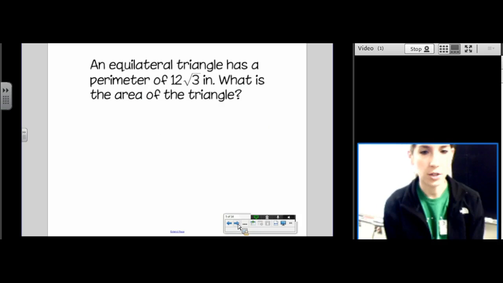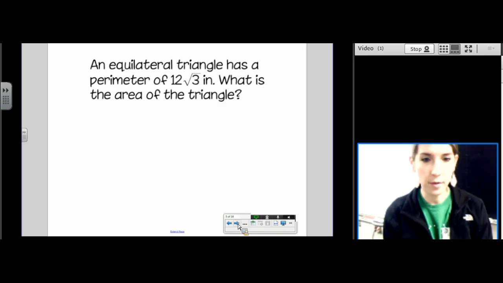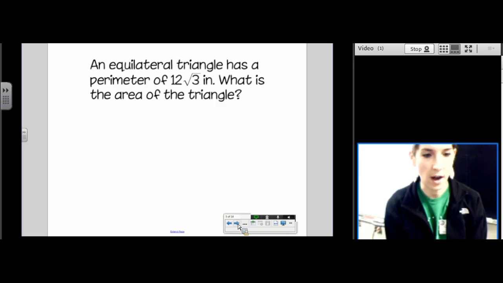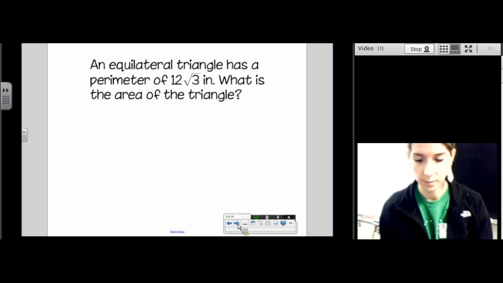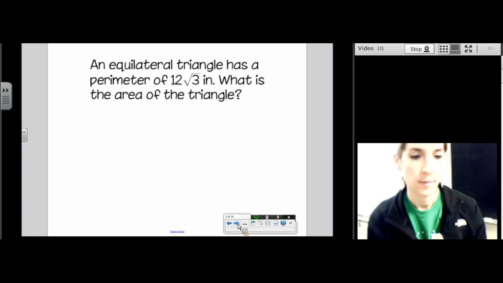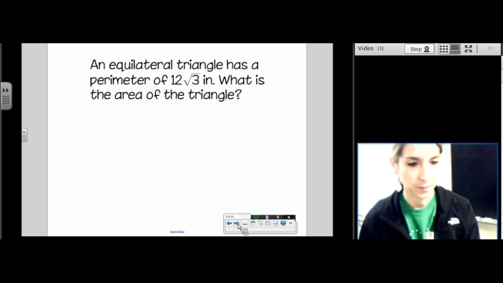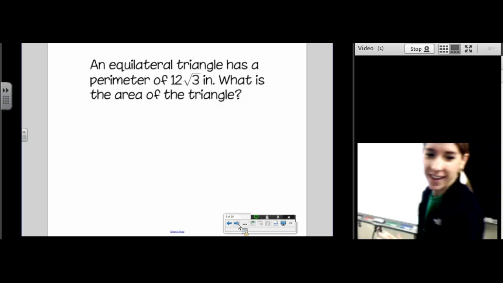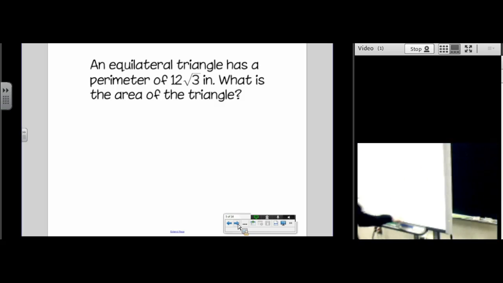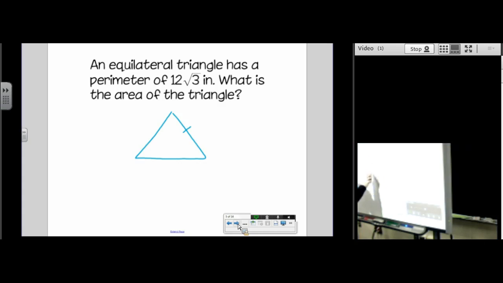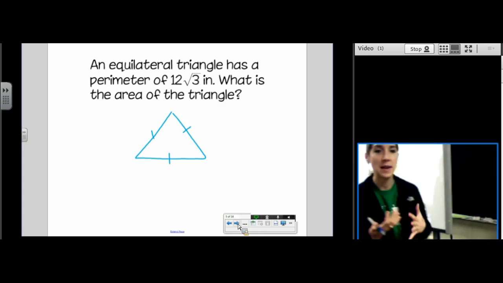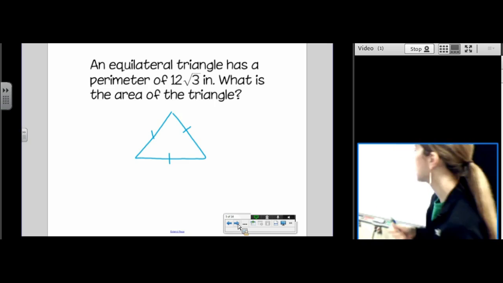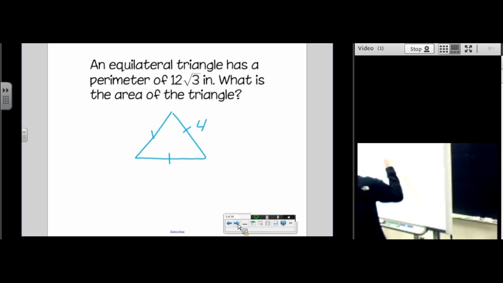An equilateral triangle has a perimeter of 12 root 3. What is the area of the triangle? Okay, what'd you get? What's your answer? Okay, let's go over it. So, we have an equilateral triangle and we know the perimeter. When we know the perimeter, that means we know each of the sides. So we know that each side is 4 root 3.